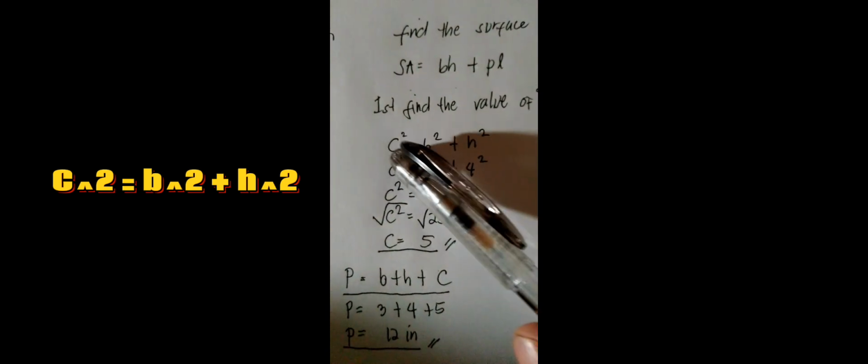C squared is equal to B squared plus H squared. So, C squared is equal to the value of B, 3, squared, plus the value of H, 4, squared. So, C squared is equal to 3 squared, which is 9, plus 4 squared, which is 16. Then, add the 9 and 16. That would be equal to 25. So, C squared is equal to 25. Then, take the square root. So, C is equal to 5.